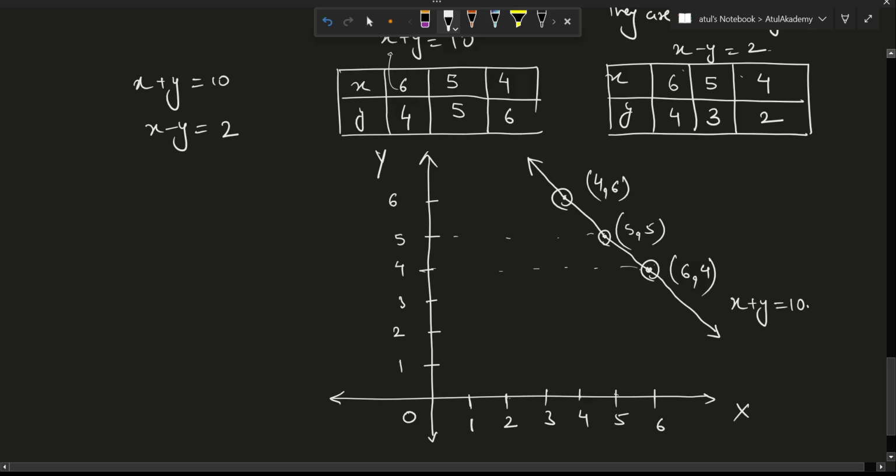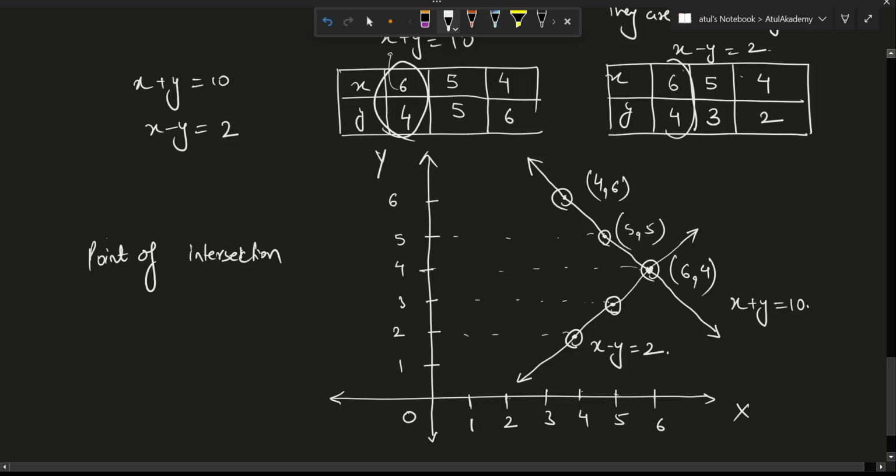Now the second equation, 6 and 4. It also has the same point. Then 5 and 3 will be here. Then 4 and 2 will be here. So let's join these points also. This is the second equation, x minus y is 2, and you see they are intersecting lines. Now the point of intersection of the lines is what? You can see over here, it's 6 and 4. So the two lines are intersecting, meaning they are consistent. They have a unique solution. That's the meaning of intersecting lines.